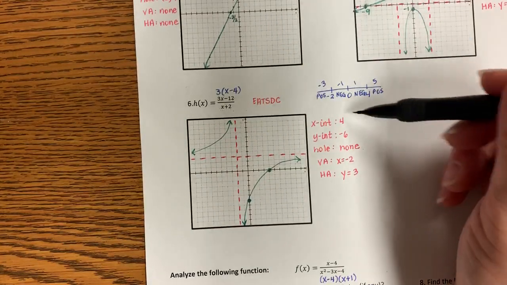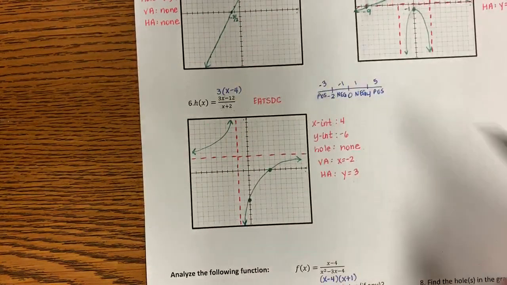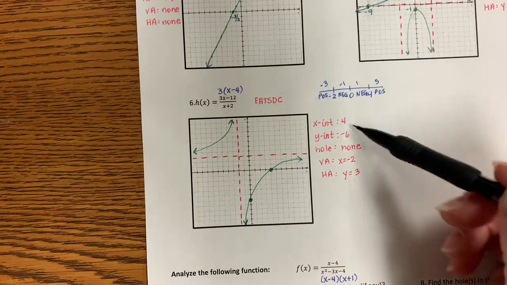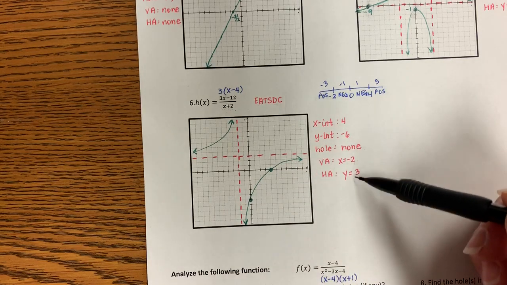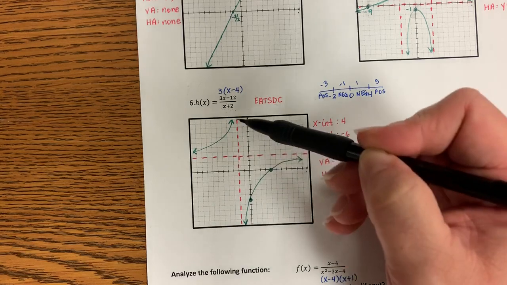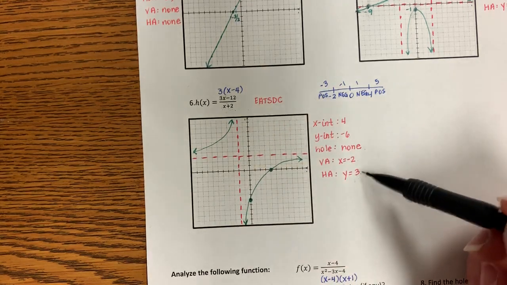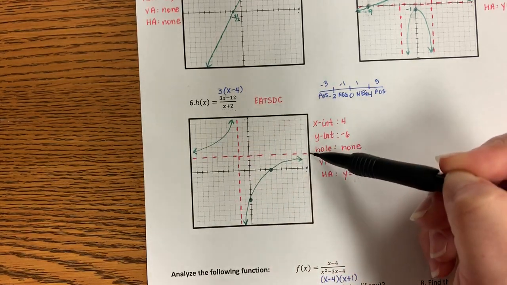Okay, back to this though. So we have all these values we can graph now. I always start, personally, by graphing the x-intercept and the y-intercept. There's not a hole, then I go to the asymptotes. So vertical asymptote at x equals -2, horizontal asymptote at y equals 3.